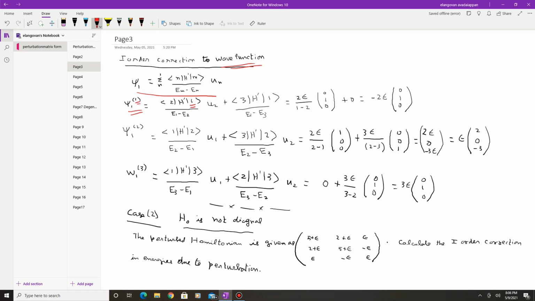So the first term is n equal to 2, and similarly you substitute: 2|H'|1 divided by E1 minus E2 times u2, because this is 2, this is u2. And once you perform the summation over n, since we have already chosen 2, the next value is 3. So 3|H'|1 divided by E1 minus E3, times u3. So there are two terms.